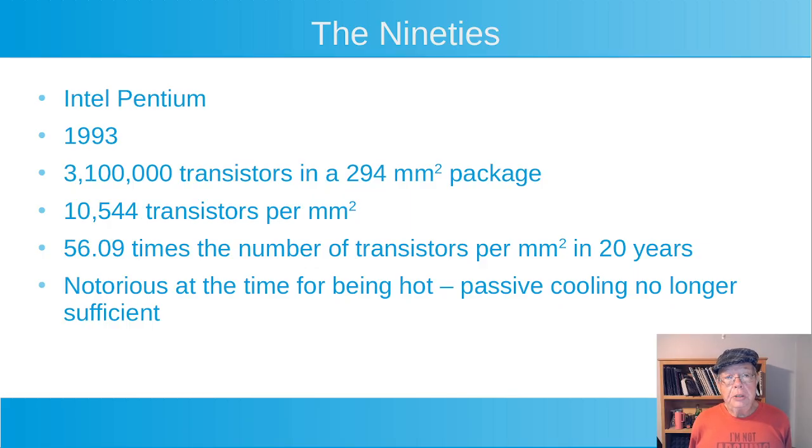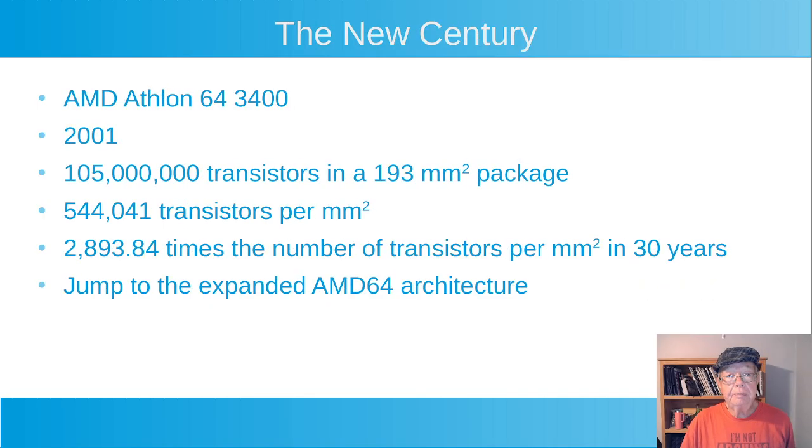Now, this chip was notorious at the time for being hot. Up to this point, everything had been passively cooled. At this point, passive cooling was no longer an option. There were jokes when the Pentium came out about being able to brew your coffee by putting your coffee cup on a Pentium chip. They were that hot, but not as hot as chips get today. On the other hand, chips today have active cooling.